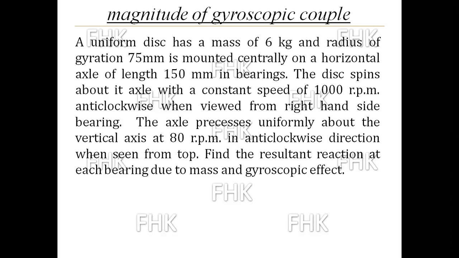The disc spins about its axle with a constant speed of 1000 rpm anti-clockwise when viewed from the right-hand side bearing. The axle precesses uniformly about the vertical axis at 80 rpm in anti-clockwise direction when seen from top. Find the resultant reaction at each bearing due to mass and gyroscopic effect.